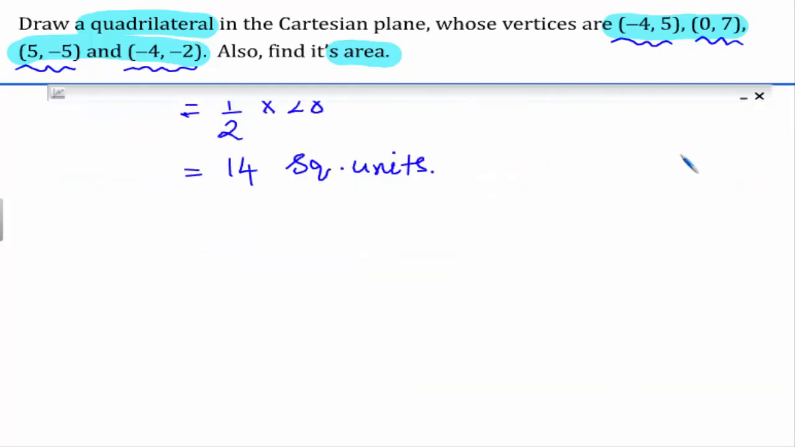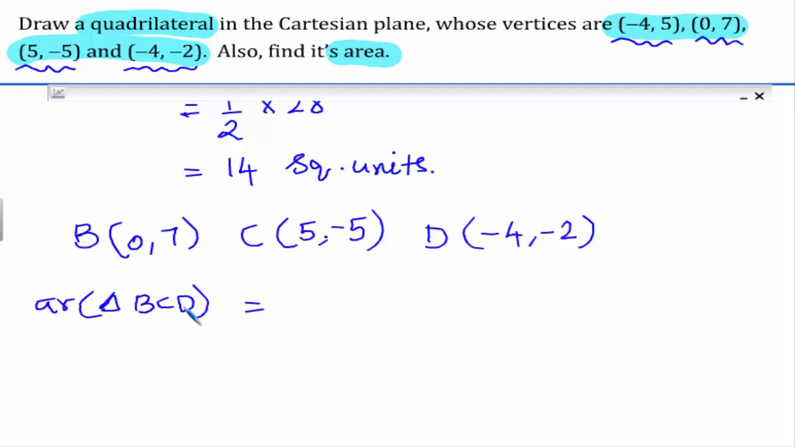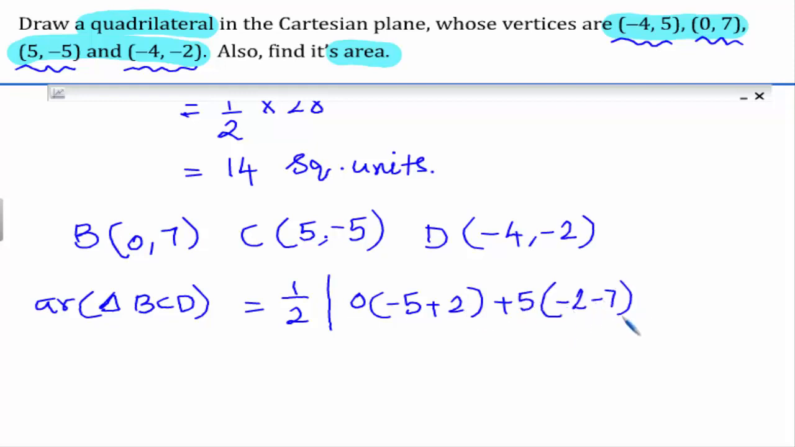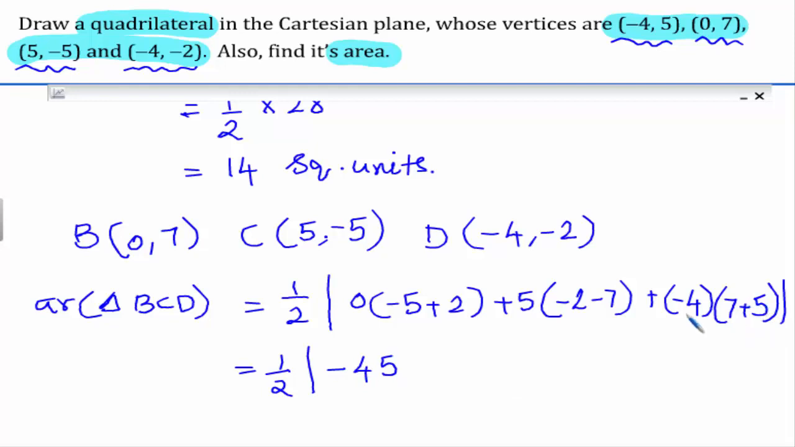Similarly, let us find out the area of the triangle BCD. Now BCD points are given, so let us substitute into the formula. 0 into (-5 plus 2), plus 5 into (-2 minus 7), plus -4 into (7 minus of minus 5). So this will give us half into, this is anyhow 0, this is 5 into -9, which is -45, and here it is 12 into -4, which is -48.